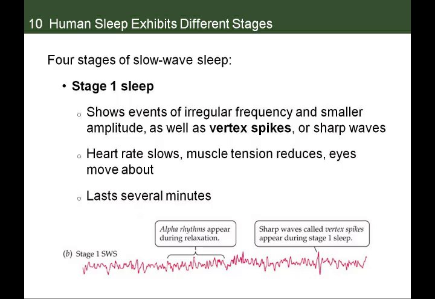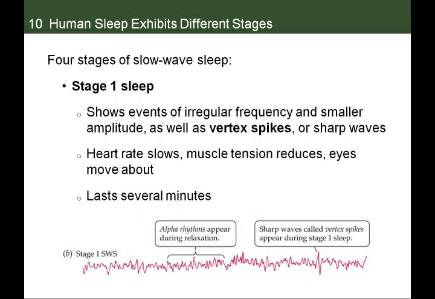You never know. Okay, so we're going to begin with, remember I said there's 2 broad categories, the slow wave sleep and the REM sleep. So now we're only talking about the first one, the slow wave sleep. There's 4 different stages under that. The first one is going to show a regular frequency, and a much smaller amplitude, just like you saw in the previous slide. Your heart rate slows, your muscle tension reduces, your eyes move more about, and this lasts about several minutes.